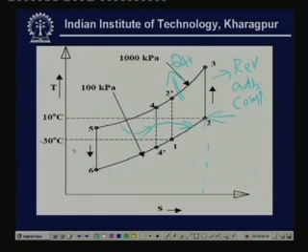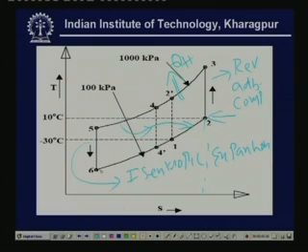And the process 5 to 6, this process is isentropic expansion in the turbine. So, during this process, as you can see, the pressure reduces from 1000 kilopascal to 100 kilopascal. As a result the temperature drops. Okay. And since this is an isentropic process, the entropy remains constant.